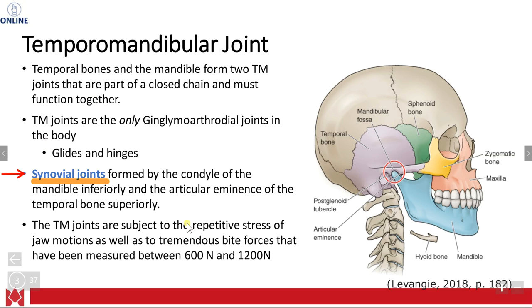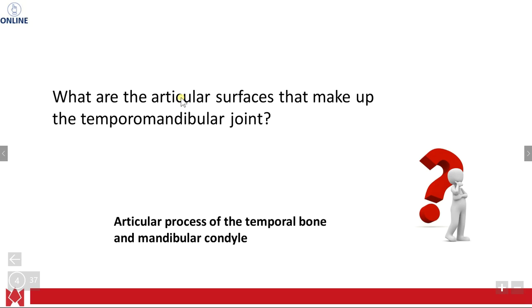Very important surface. The TMJ joints, just as an FYI, obviously have a lot of repetitive stress and load, and they can take 600 to 1200 newtons. If you convert that, that's several hundred pounds of biting force that our jaws can do. So just kind of interesting. What are the articular surfaces that make up the TMJ? So you have the temporal bone, which is why the temporalis muscle is involved with moving the jaw, and that fits nicely with the mandibular condyles on each side.